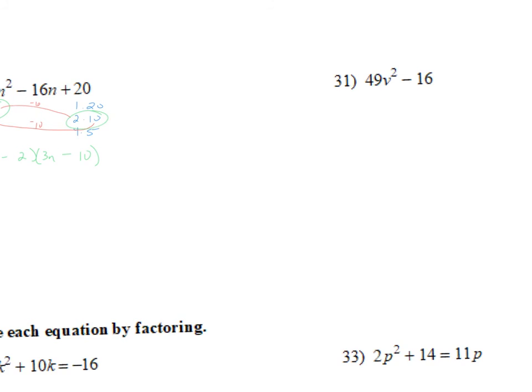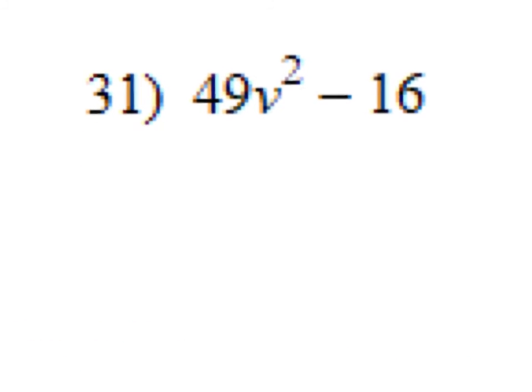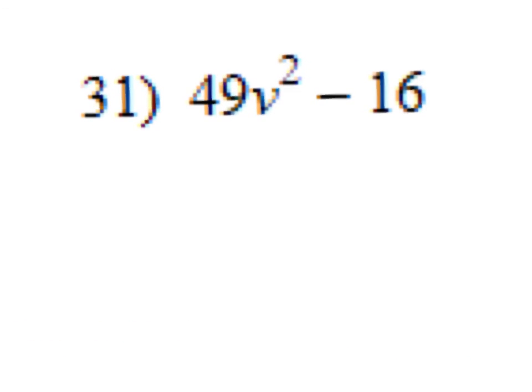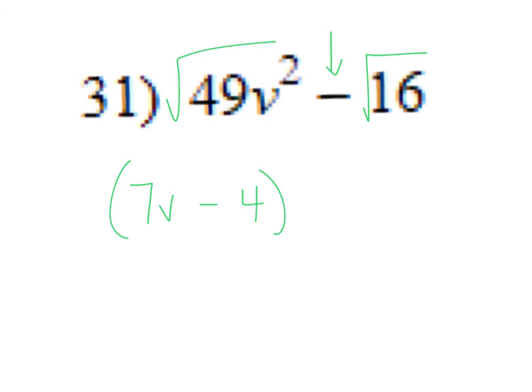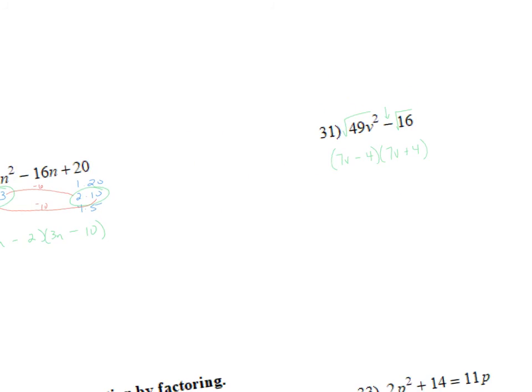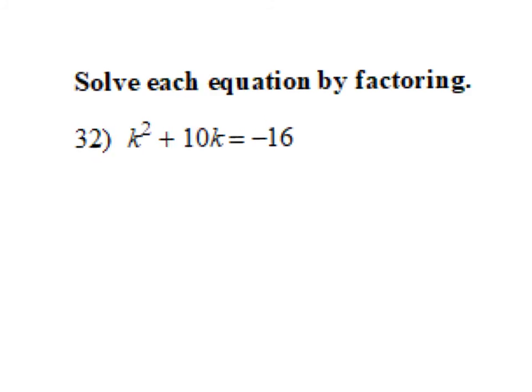All right, number 31. This is difference of squares. So remember, we're looking for: can I square root, do I have subtraction, and can I square root? So the square root of 49 is 7v minus 4, and then 7v plus 4. All right. Number 32.